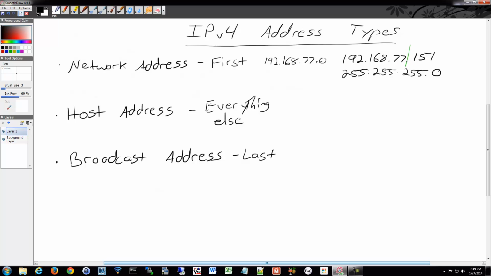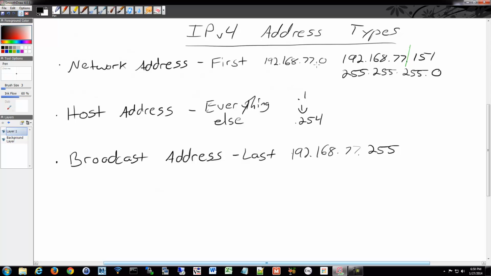The first address means all the bits on the last octet are set to 0. So that's how we get that. The very last, all of them are set to 1, so it's going to be 255, just like the subnet mask. So if we turn on all 8 bits on that last octet, it's going to be 255. So let's write that down, 192.168.77.255. That's going to be my last address. Everything in between there, from .1 down to .254 in this subnet, are going to be available host addresses.